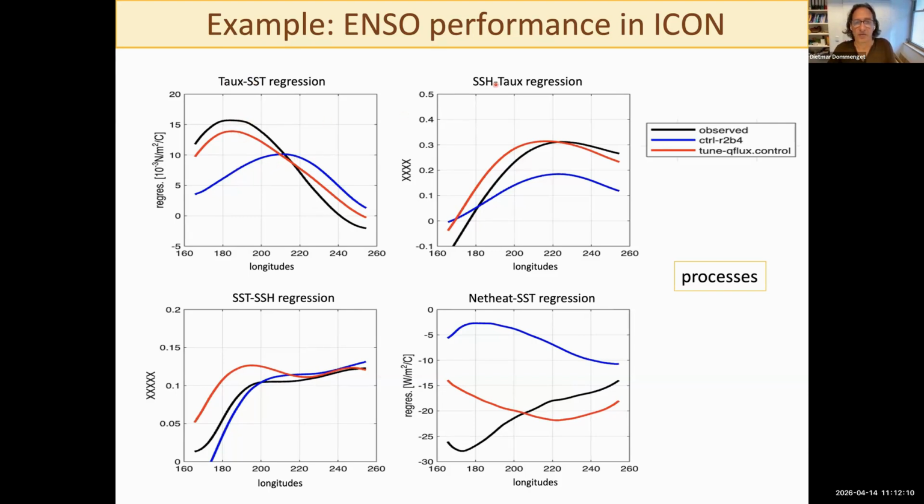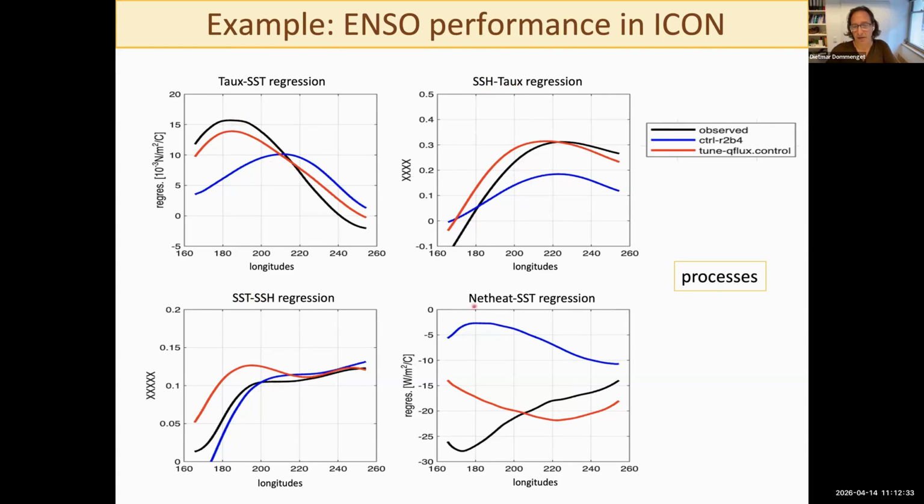And the sea surface height, which is a measure of heat content or the structure of the upper ocean, regressed on wind stress. This is also much better now in this model compared to the control one. And then the last element of the Bjerknes feedback is how the SST responds to sea surface height. It's not quite clear. I think they are about similar.